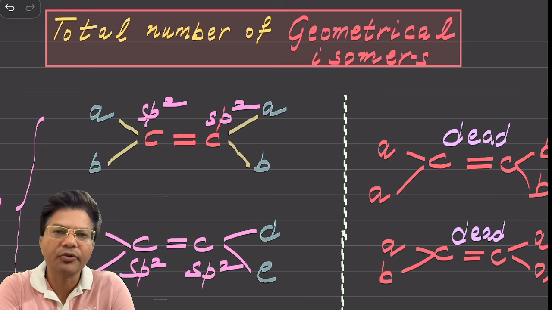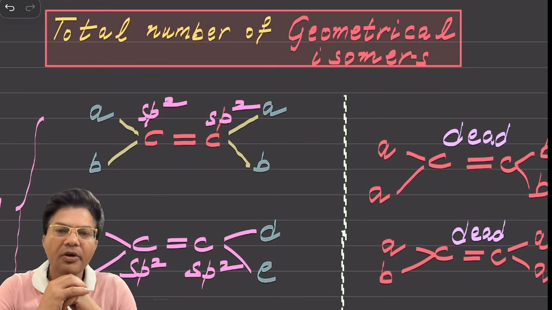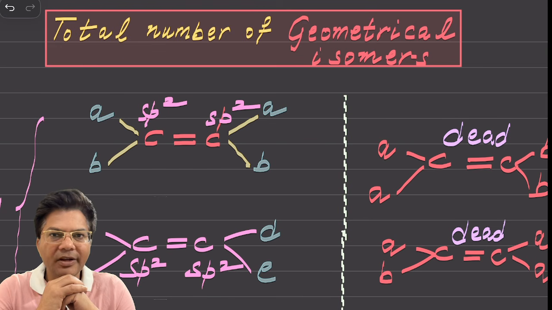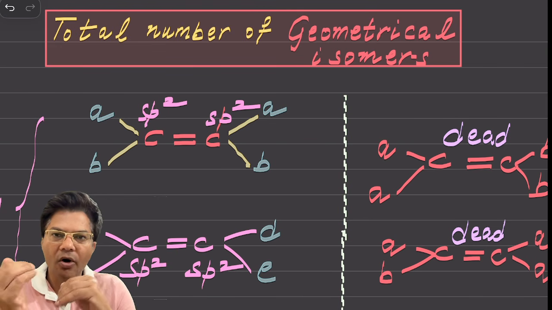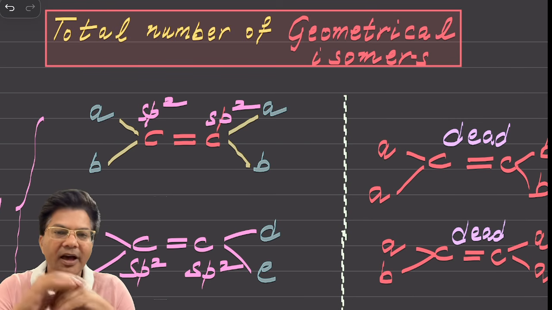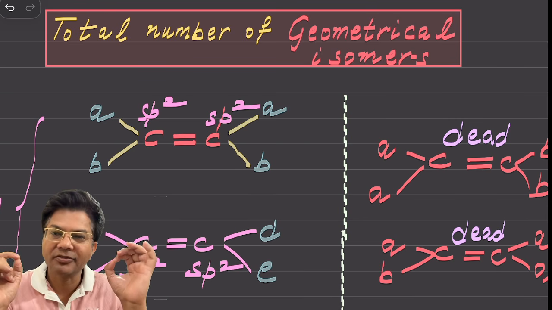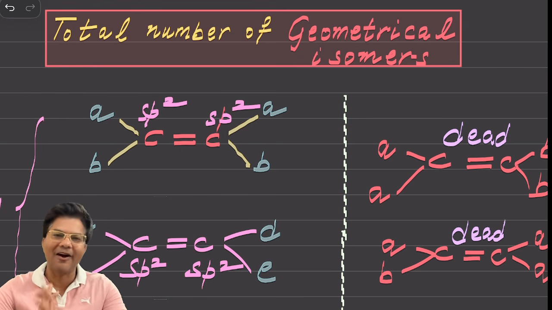Right now we are going to find out how to find the total number of geometrical isomers. I will give you all the formulas, whether the number of double bonds is even or odd, how to get the total number of GI, each and everything I will let you know. Yes, just within 10 minutes. So let's kill it, everyone.